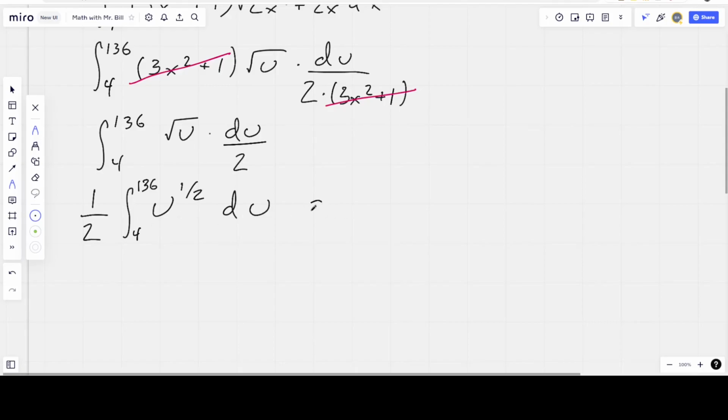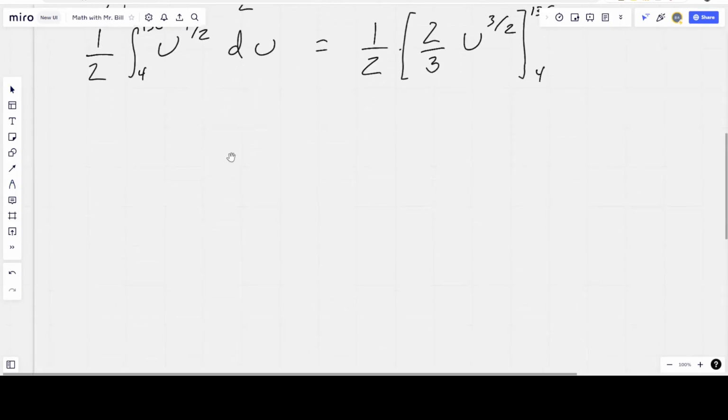So this becomes 1/2 times the integral of u to the 1/2. We add 1 to the exponent. So 1/2 plus 1 is 1/2 plus 2/2, which is 3/2. And then we flip that exponent and put it out front. So there's our integration, and then we've got our limits of integration going from 4 to 136. So we'll do that evaluation.